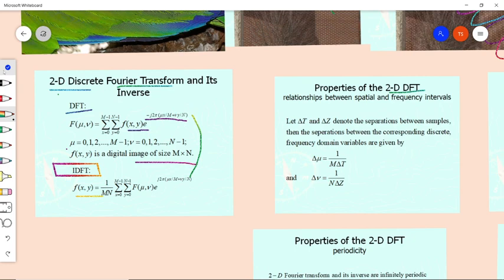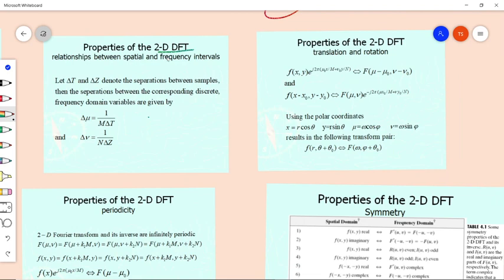The properties of the 2-dimensional (2D) discrete Fourier transform: relationships between spatial and frequency intervals. Okay, so now we will discuss the properties.